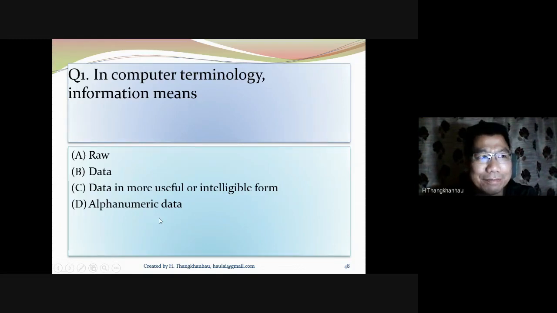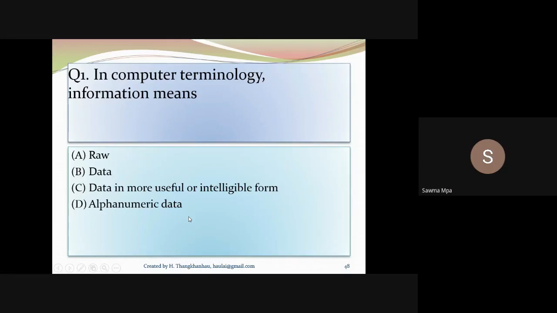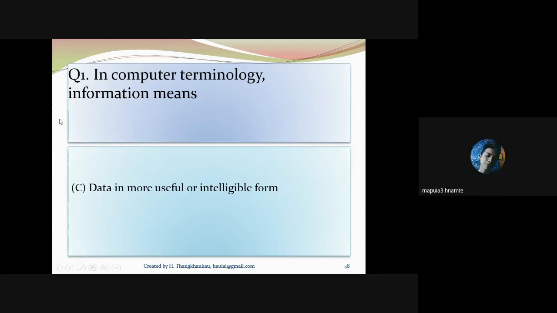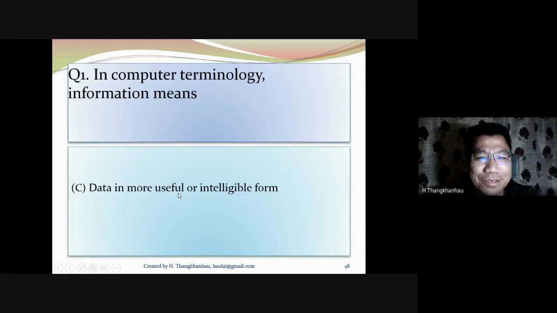A, B, C, D. Anyone? You can type in the chat. The answer is C. Information means useful and meaningful or organized data. Okay, like that.